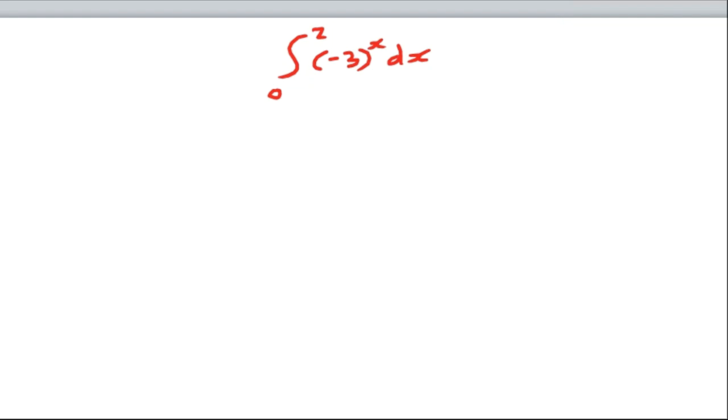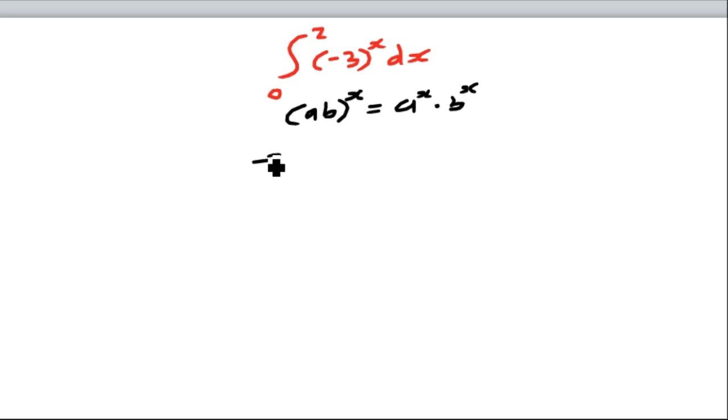Welcome back, viewers. In this case, you'll be told to integrate from 0 to 2 of negative 3 raised to power x with respect to x. Now remember, from the laws of indices, when you have ab raised to power x, that is the same as a raised to power x times b raised to power x.